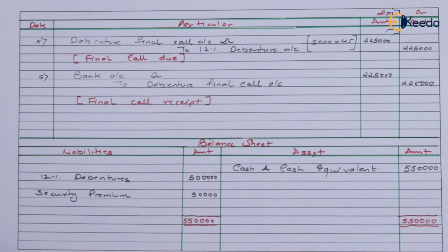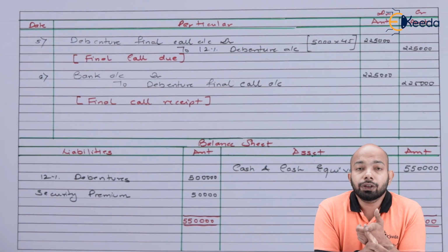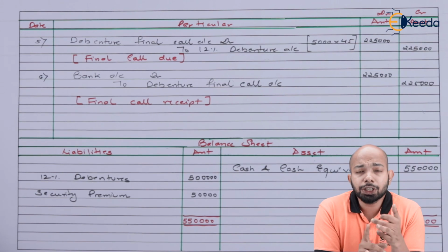I hope all these three case studies have made you realize how the entries are supposed to be passed in terms of issue at par, issue at premium, issue at discount.